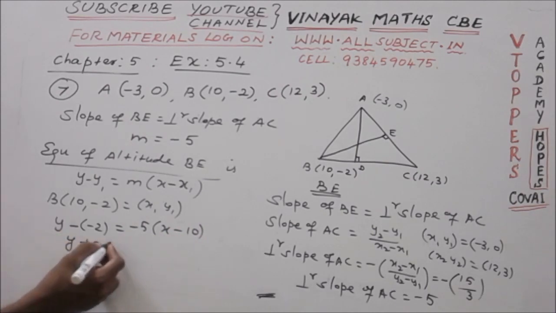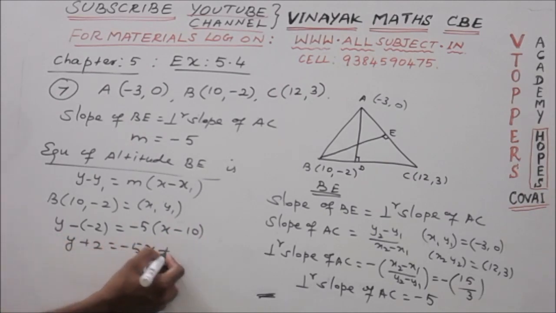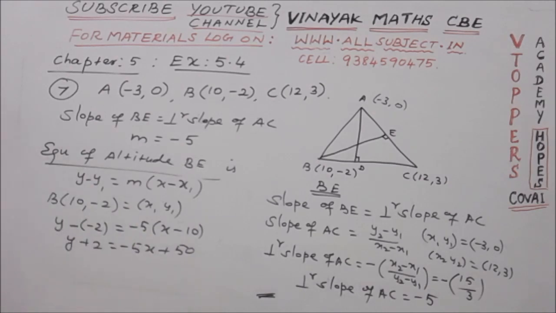Simplifying, y plus 2 equal to minus 5x plus 50. Bring it to the left side: 5x plus y plus 2 minus 50 equal to 0. Therefore, simplifying, we have 5x plus y minus 48 equal to 0. This is the required answer.